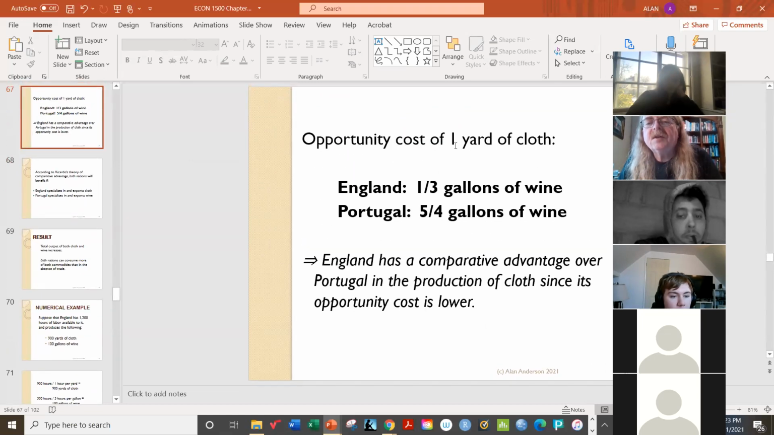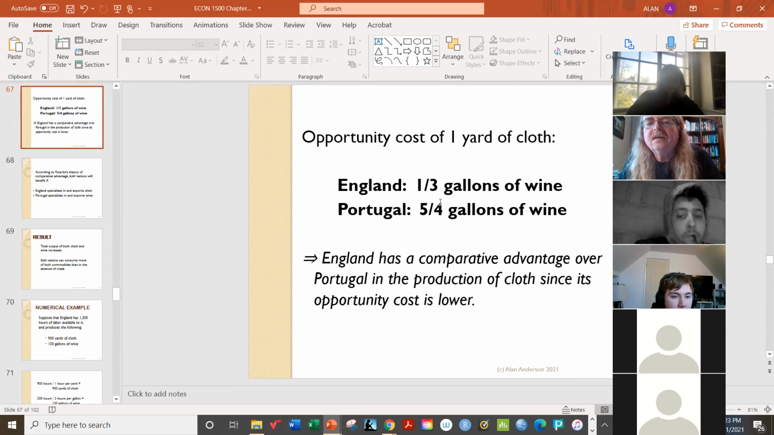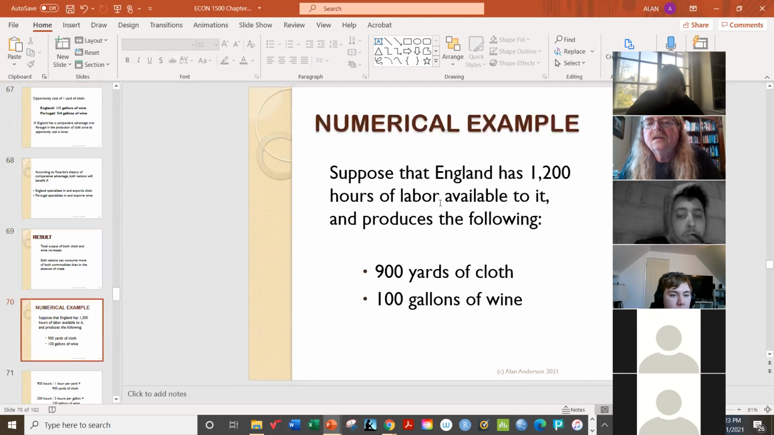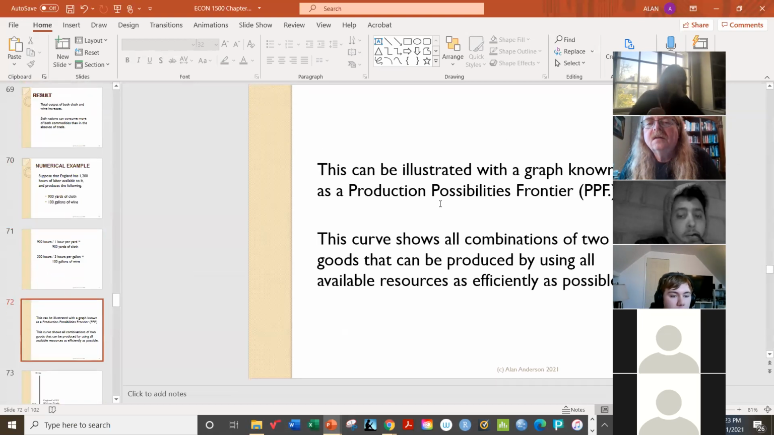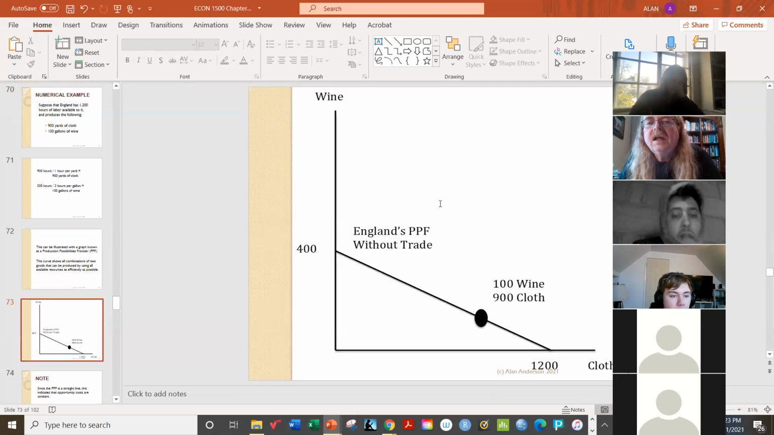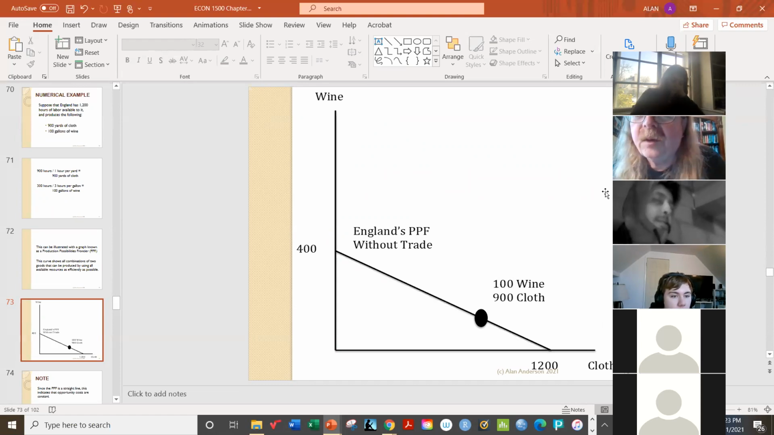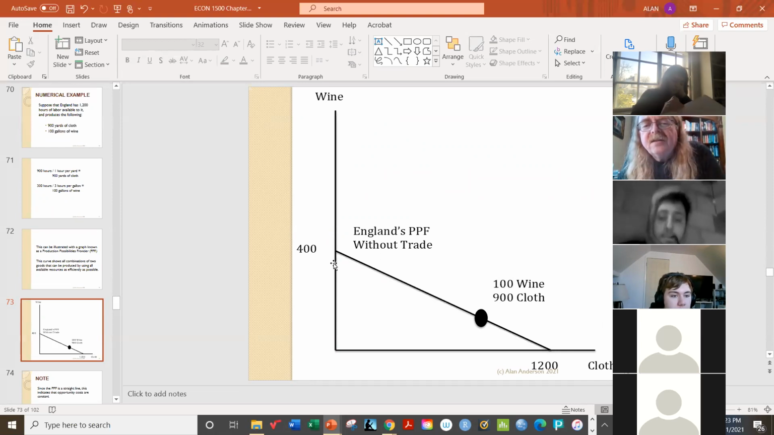You see how the opportunity cost of cloth is a third of a gallon of wine. That's the slope of this curve. All right, the opportunity cost of the cloth is the slope of this curve, which is 1/3. Actually, it's negative 1/3, but we can ignore the sign. So they choose, because of domestic demand, to make 100 gallons of wine and 900 yards of cloth.